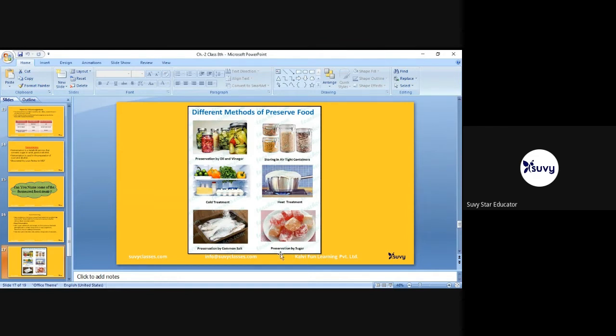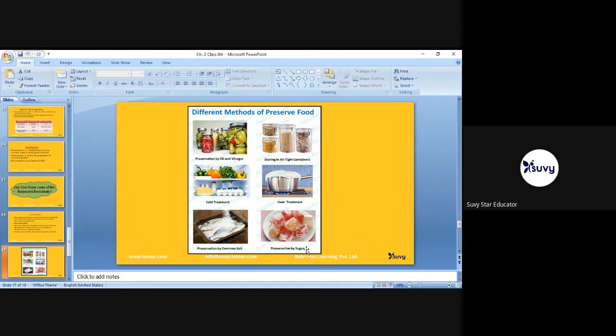Next is preservation by sugar. There are very common food items that have been stored in the form of candies. Okay, so mango is there. When you need to preserve mangoes, like in summers when we have mangoes, we make mango candies. Okay, we make jams, we make pickles as well, mango pickles as well.